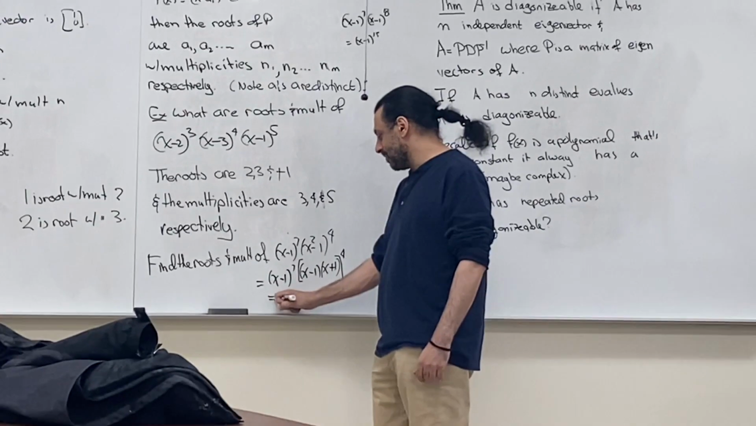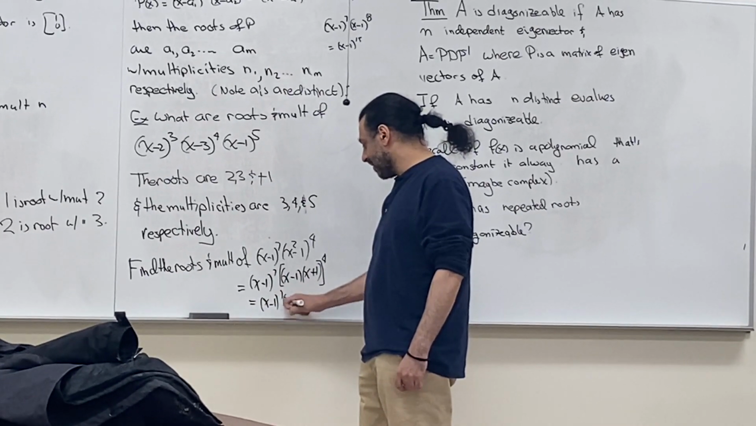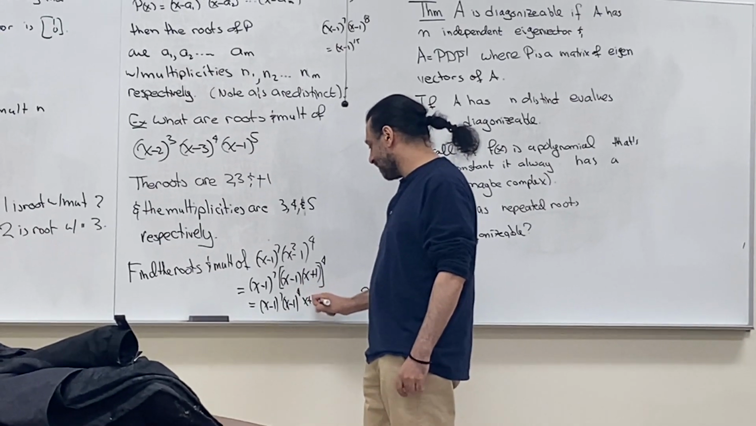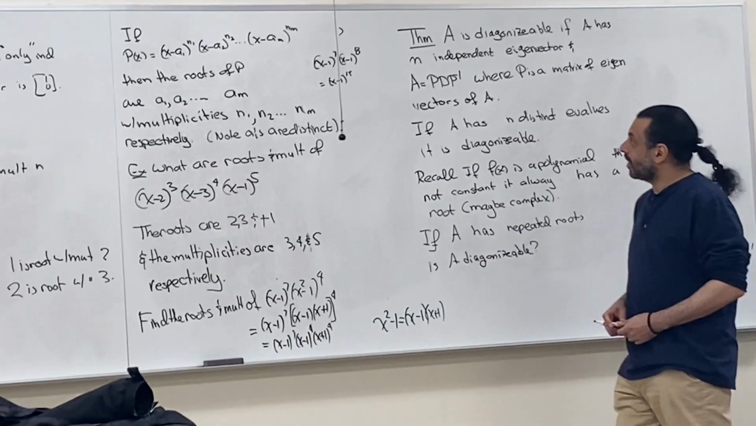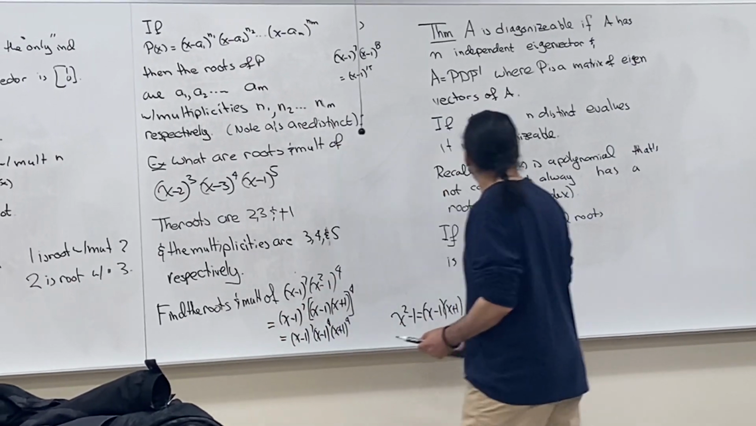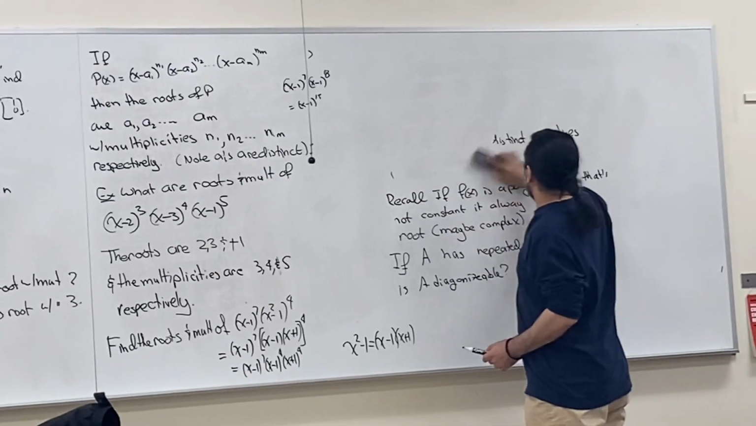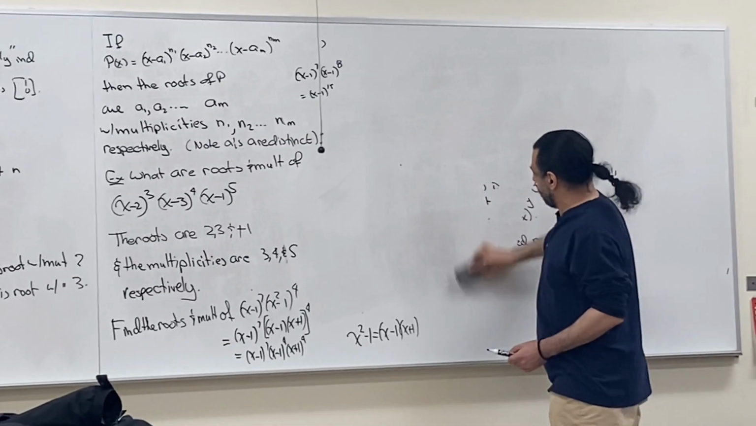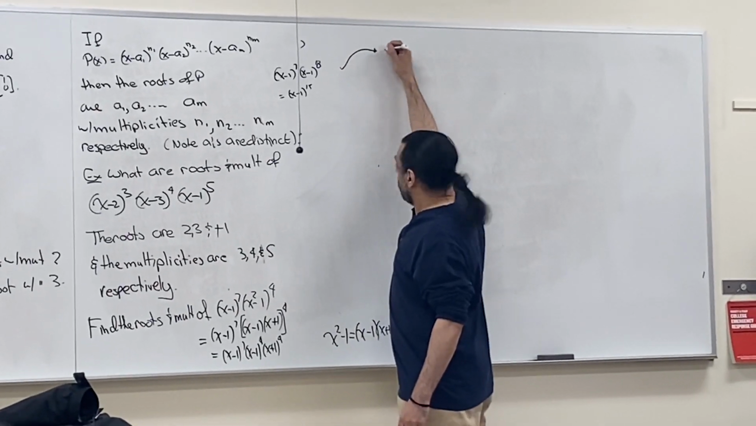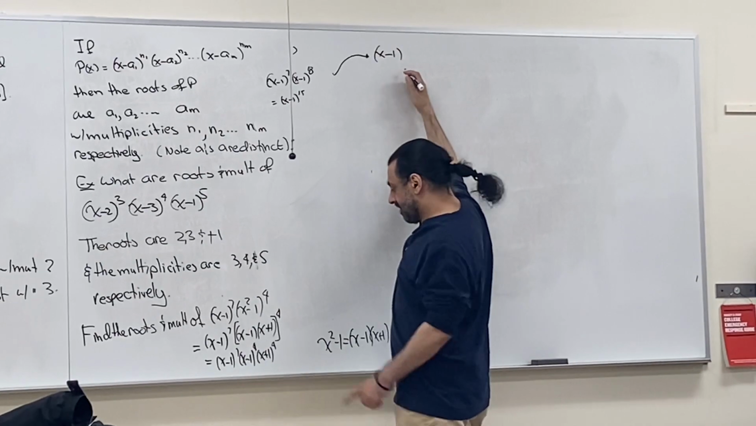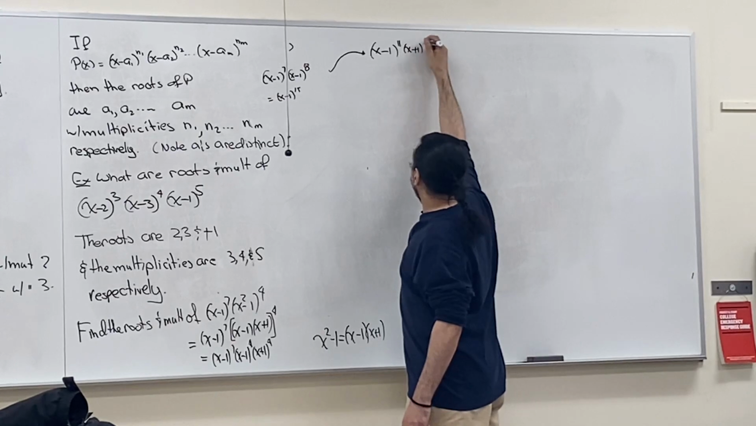Good. So now what? So this is equal to x minus 1 to the 7th times x minus 1 to the 4th times x plus 1 to the 4th. Right? And now, this is equal to x minus 1 to the 7 plus 4 times x plus 1 to the 4.